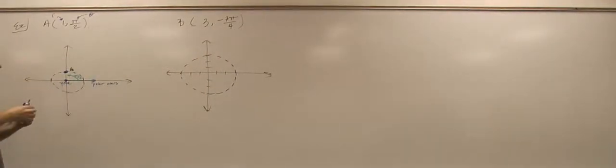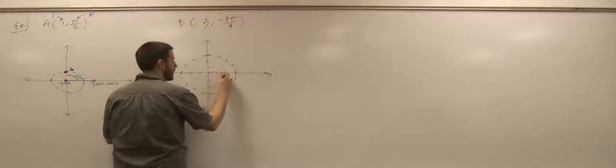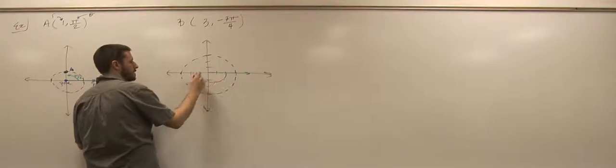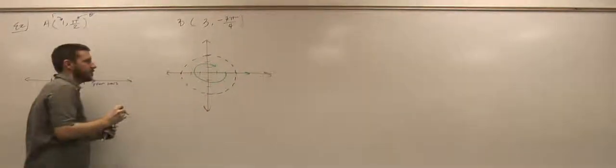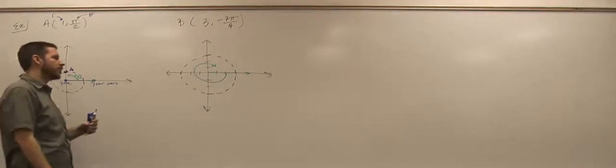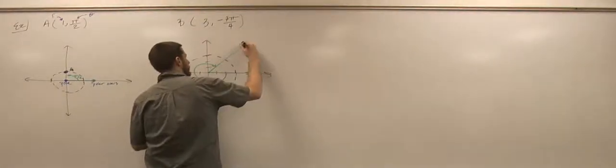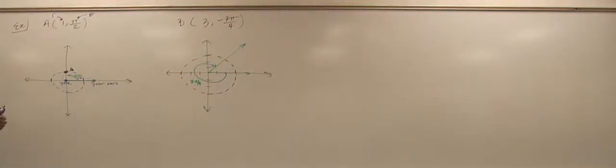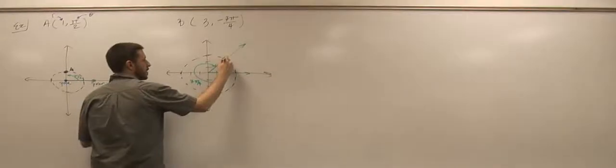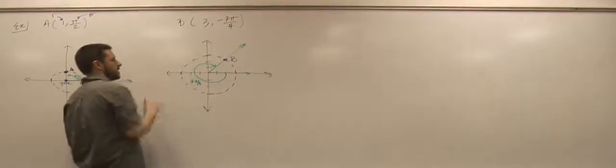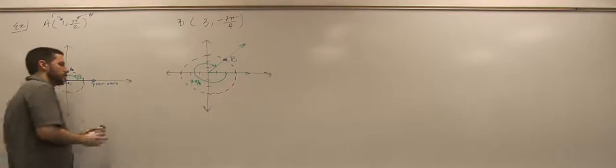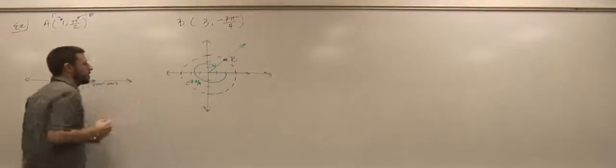Now that we have a negative angle, you measure it like we normally measure negative angles. Instead of going counterclockwise, you go clockwise. 7 pi over 4 is almost 2 pi, and it's going to cut here. So my point is right there. It's in the first quadrant. Out on a circle of radius 3, we went an angle of negative 7 pi over 4.